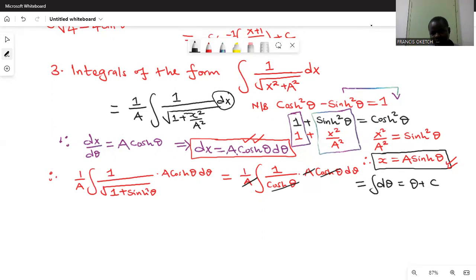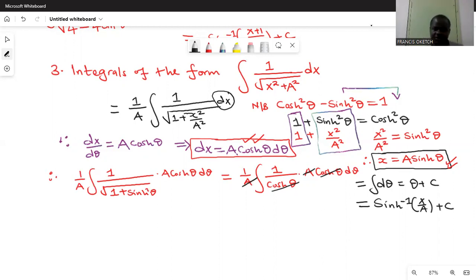You first of all divide by a so that we have x over a is equal to sinh theta. So you now need to take sinh inverse on both sides, so that in this case our theta is sinh inverse of x over a, and this is added to c.